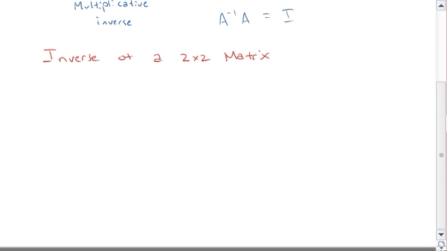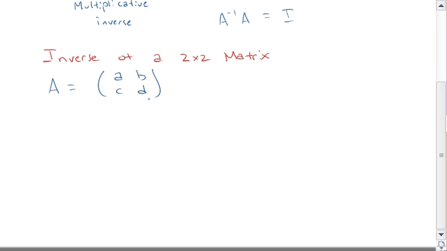So let's say we have a 2 by 2 matrix A. A is going to be a, b, c, d. Now the reason I'm keeping it like this and using symbols instead of numbers is because what we really want to do is come up with an equation that tells us what the inverse of any 2 by 2 matrix is. So I don't want to put it in numbers yet.